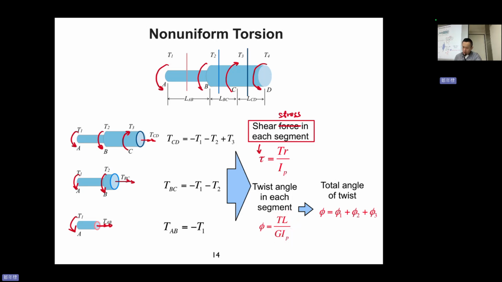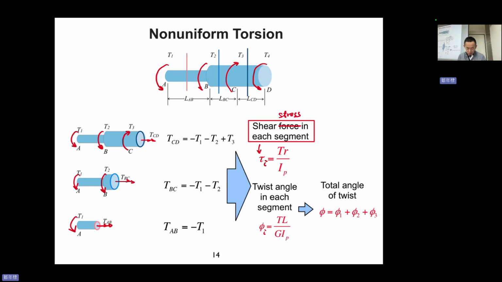Then each phi 1, phi 2, phi 3, the total angle should be summed together. Sorry, maybe I can give you more in each segment. So maybe I can give you T_i or phi_i, because i stands for section i. i could be 1, 2, 3, just like here. Okay, that's it.